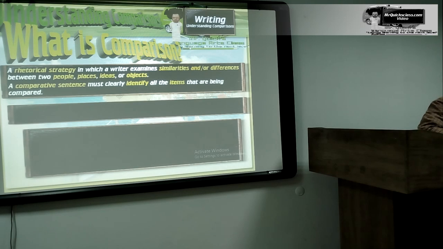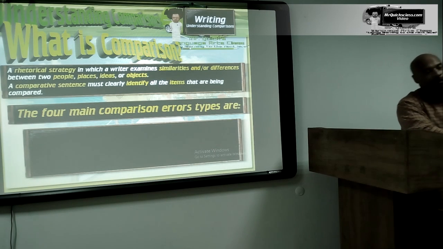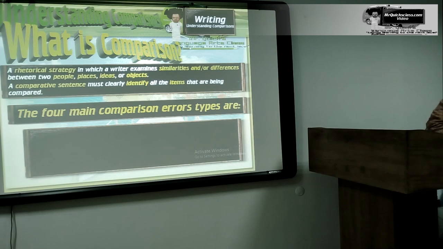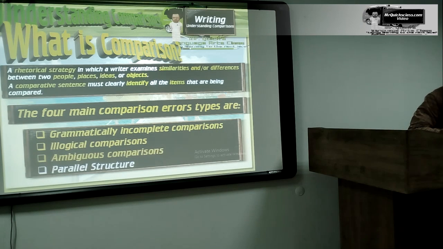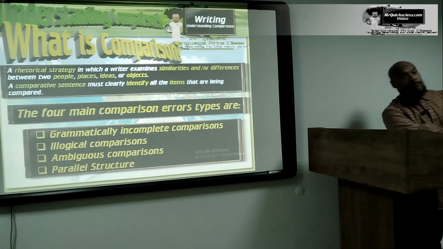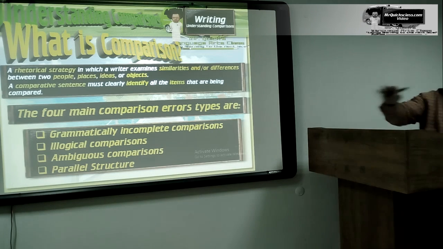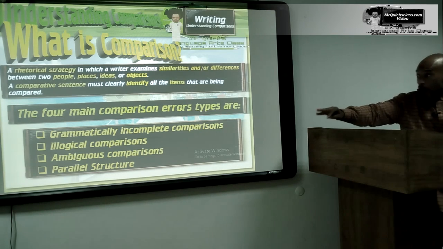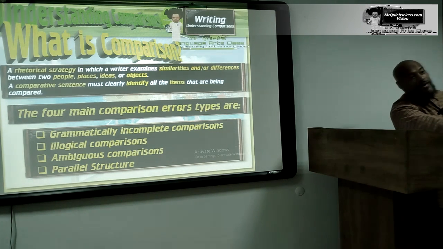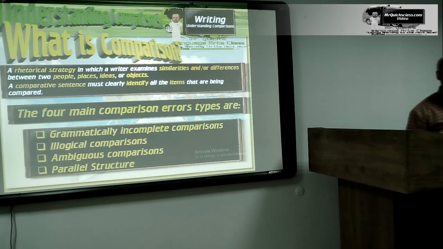But the problem is, sometimes it's not clear because the author didn't make it clear. In that case, errors are created. There are 4 comparison errors that you must know how to identify and fix. And there they are. Grammatically incomplete comparisons, illogical comparisons, ambiguous comparisons. Ambiguous means it's not clear. And parallel structure.